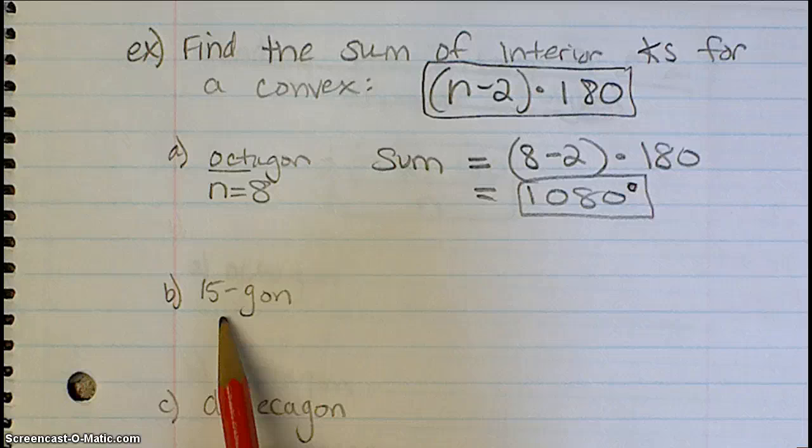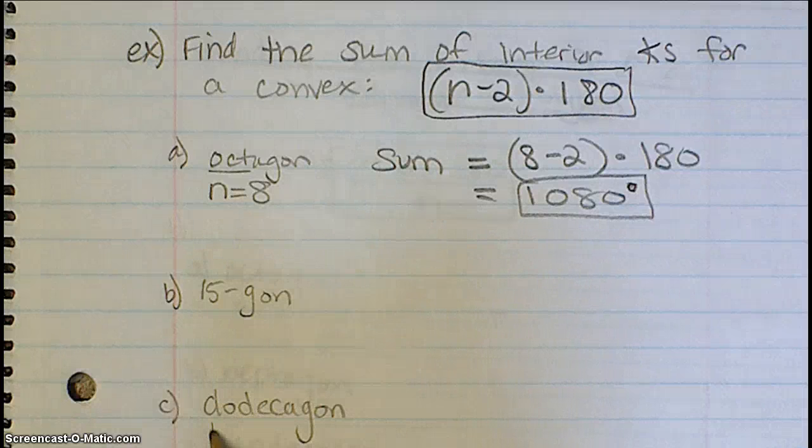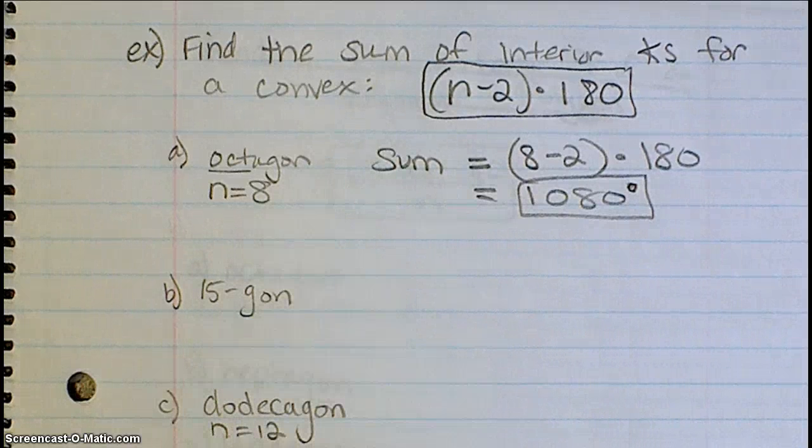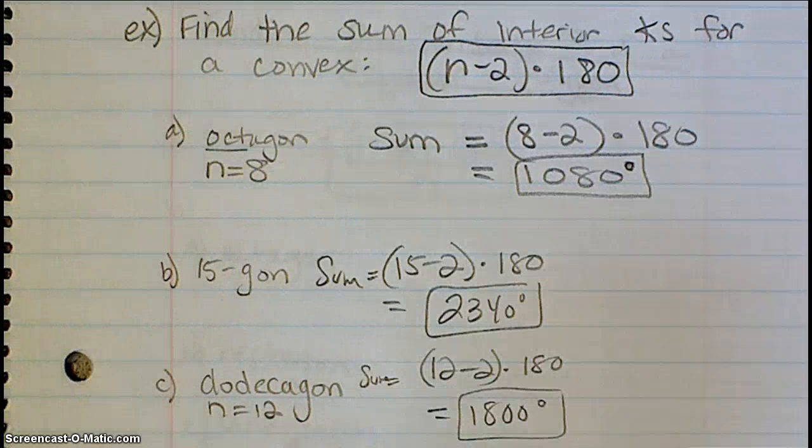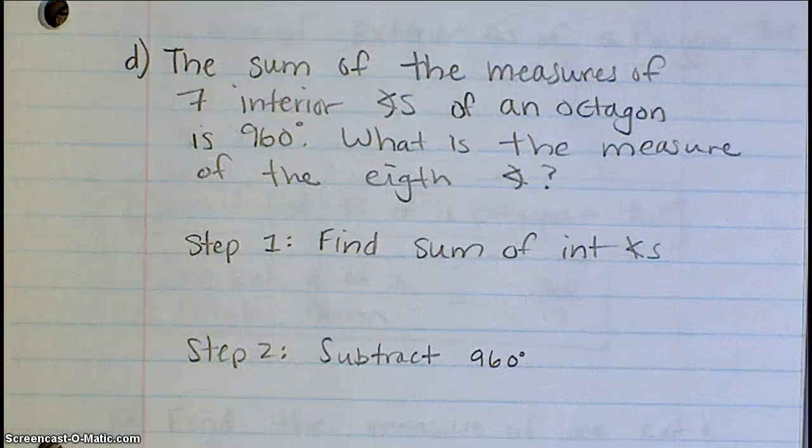Now see if you can try it for a 15-gon and a dodecagon. Remember that n is 12 for the dodecagon. So again, just to recap, you're going to take the value for n depending on the polygon you have, plug it into the formula, simplify, and then you're done.